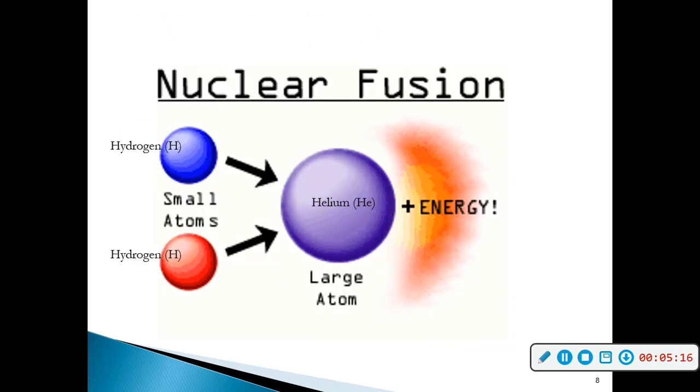Nuclear fusion, in a nutshell: two hydrogen atoms smash together and form helium, because that's a bigger atom, plus energy. That's what forms our energy from the sun. That's what we call fusion.